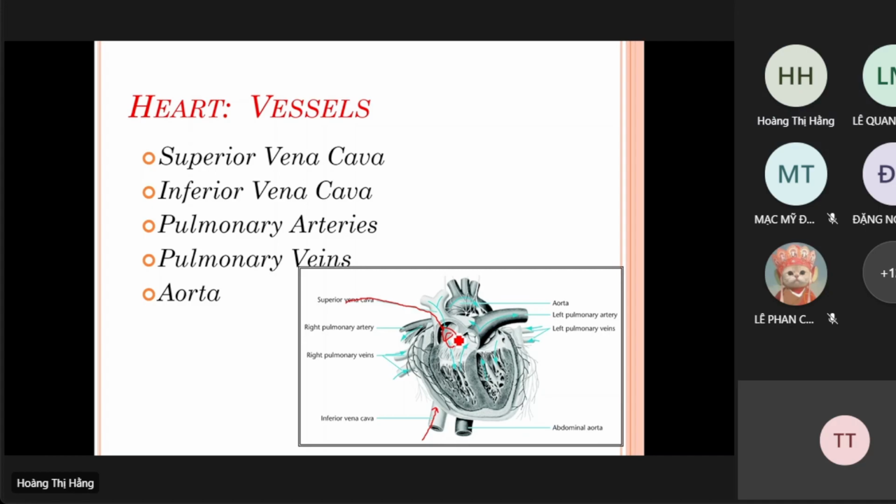Okay? And then the blood will flow from the right atrium into the left atrium, and then to the right and the left pulmonary artery.